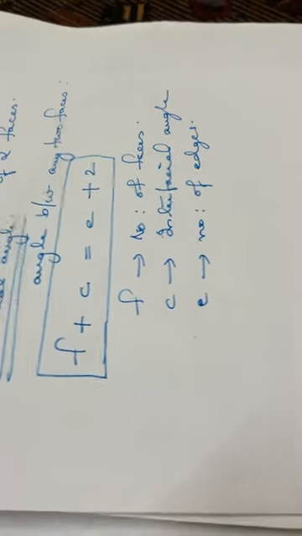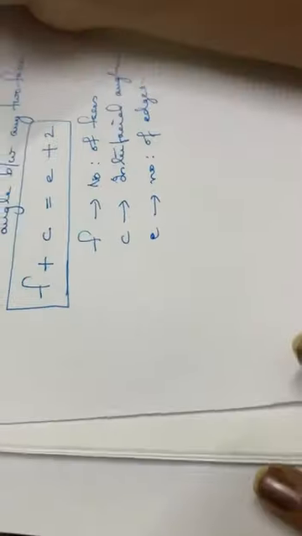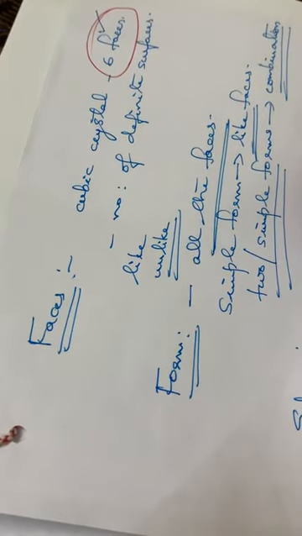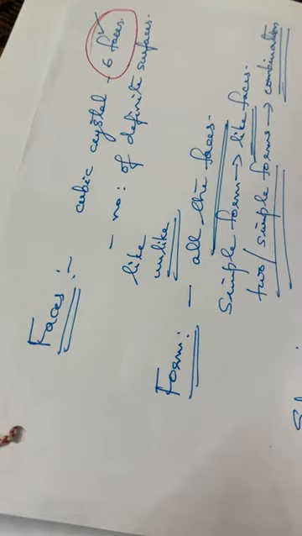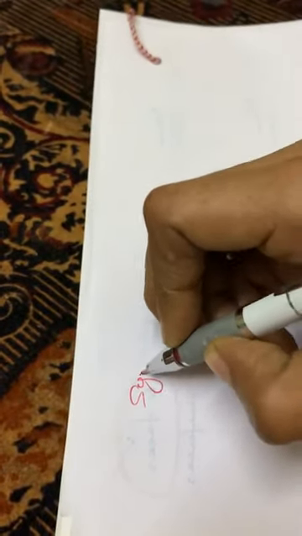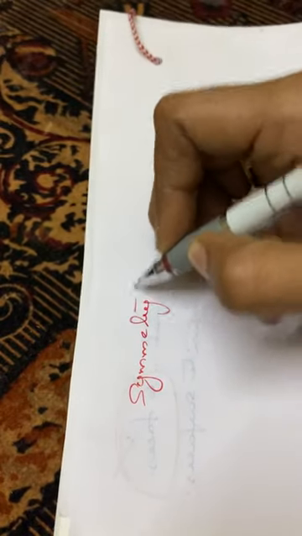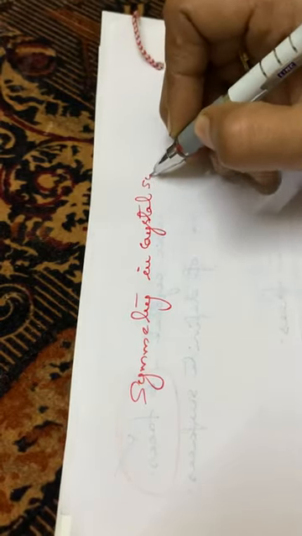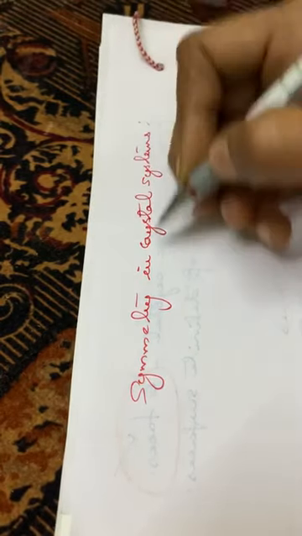Then the next is you have to go through the symmetry in crystal systems. So for a cubic crystal, how many faces? 6 faces, and 12 edges. Then the next is symmetry in crystal systems.